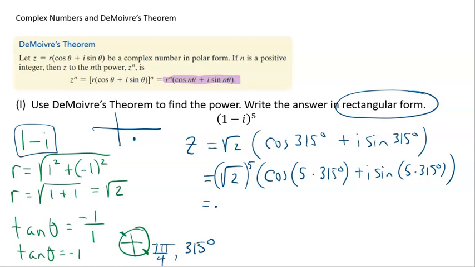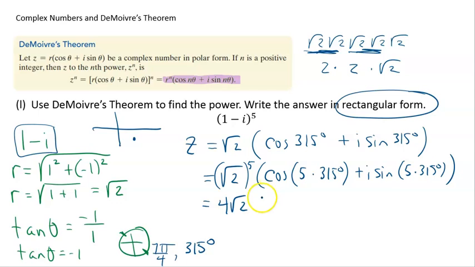It's square root of 2 times square root of 2 times square root of 2. Let's think about that. There's different ways to think through that. That's 5 of them, right? These two are 2. These two are 2. And there's a square root of 2 left over. So you see that's 4 square root of 2. Okay, and then I'm going to multiply 5 times 315 degrees in my calculator.